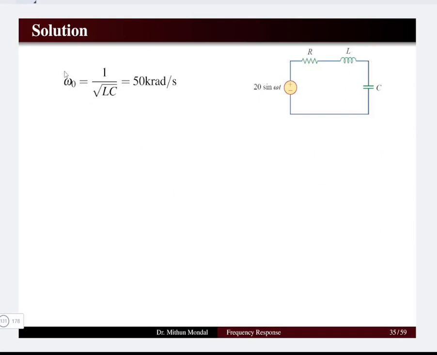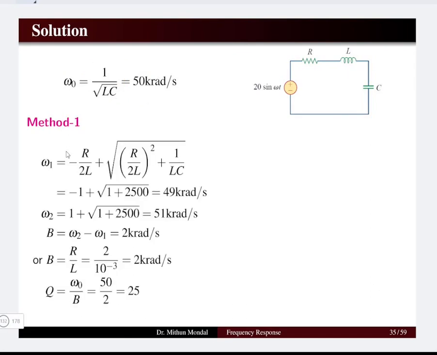First we have to obtain the resonant frequency omega naught, which comes directly from the circuit and is given by 1 by under root LC. If we substitute the values of L and C, we get omega naught equal to 50 kiloradian per second. Now there are two different methods to solve this problem.